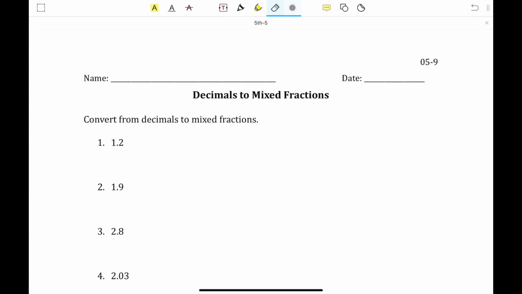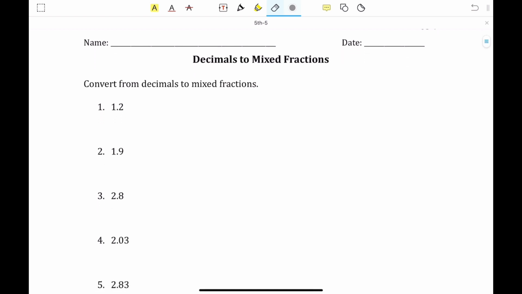Fifth graders, today we're going to go over how to convert from decimals to mixed fractions, how to add decimals, how to subtract decimals, and we're going to do some word problems based on adding and subtracting. So the first one, decimals to mixed fractions. It says convert from decimals to mixed fractions.